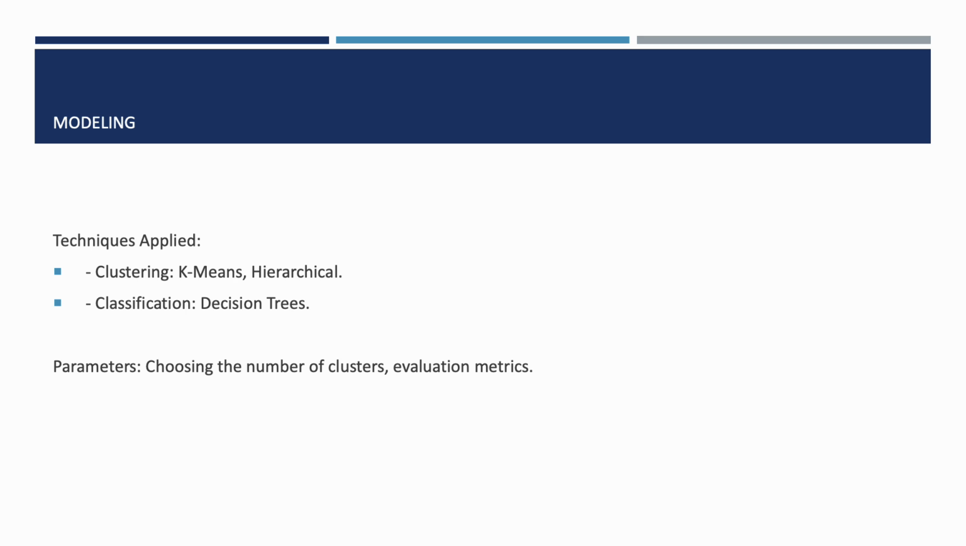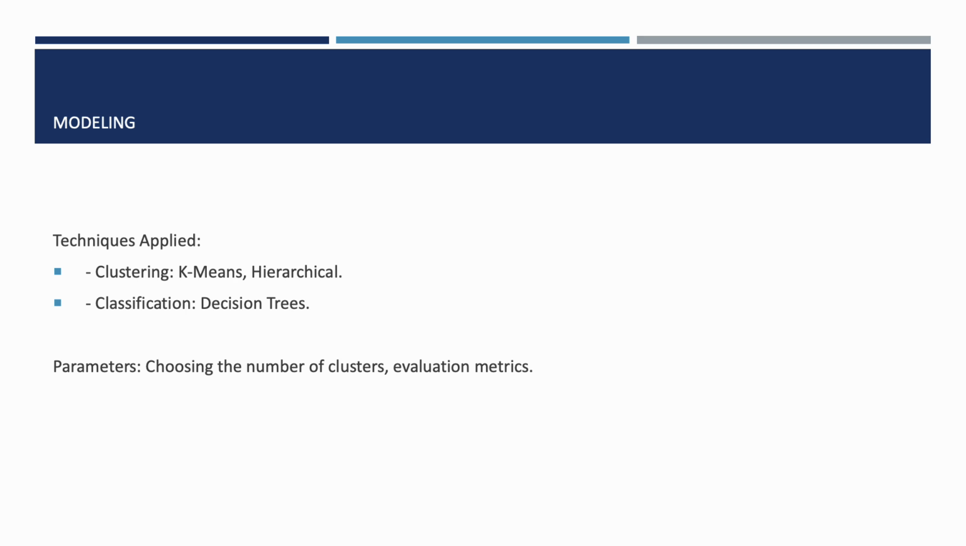So next we'll do modeling. Now here we will apply the data mining techniques to the prepared data. This is where we use algorithms to uncover patterns and relationships that can help segment customers effectively. The choice of algorithms depends on the type of problem we're solving. So first, the techniques we can apply are clustering, k-means or hierarchical, and then classification like decision trees.